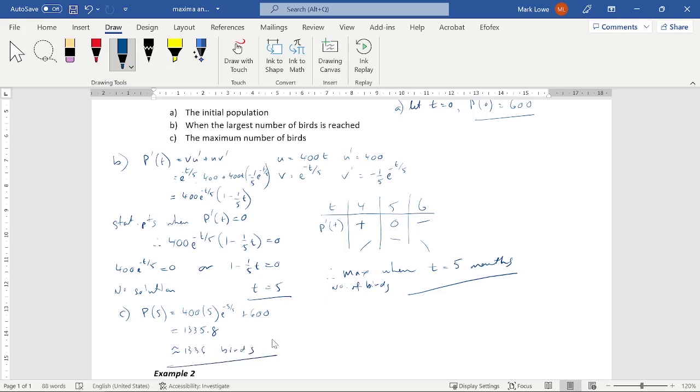I think from memory, I've got it in front of me, it's about 1,336 birds, the maximum number.